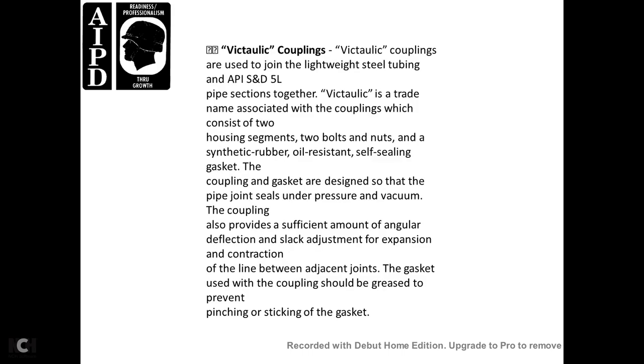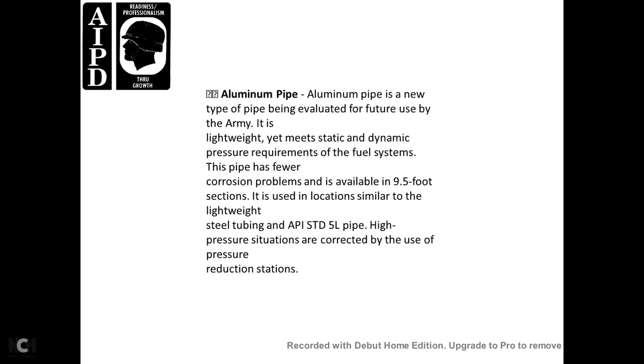Victaulic couplings. Victaulic couplings are used to join lightweight steel tubing with the API standard 5L pipe sections together. Victaulic is the trade name associated with the coupling, which consists of 2 housing segments, 2 bolts and nuts, and a synthetic rubber oil-resistant self-sealing gasket. The coupler and the gasket are designed so the pipe joint seals under pressure or vacuum. The coupling provides a sufficient amount of angular deflection and slack adjustment for expansion and contraction of the line between adjacent joints. Before use, the gasket should be greased to prevent pinching and sticking.